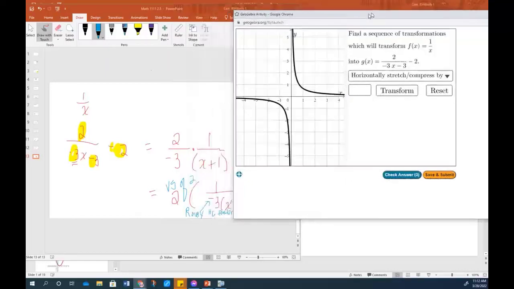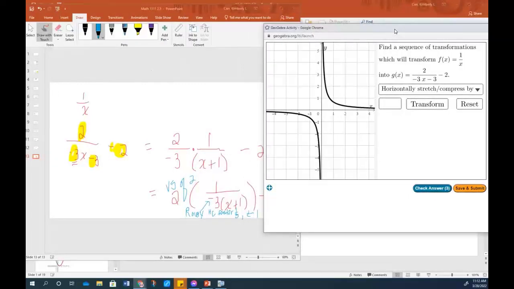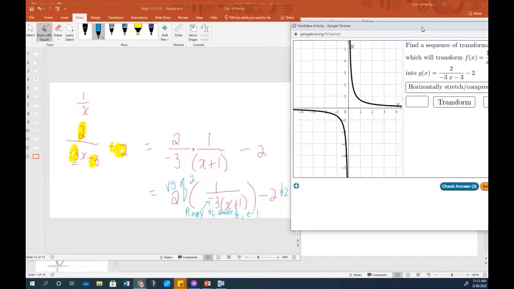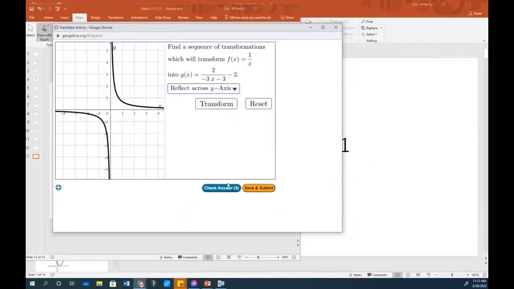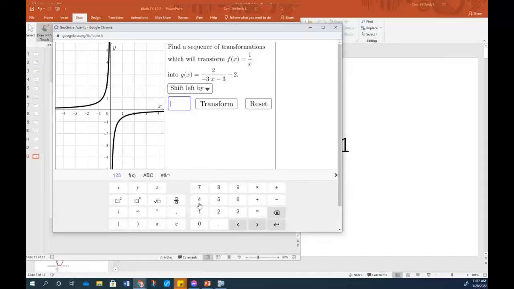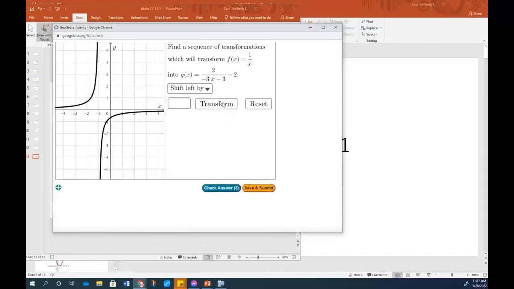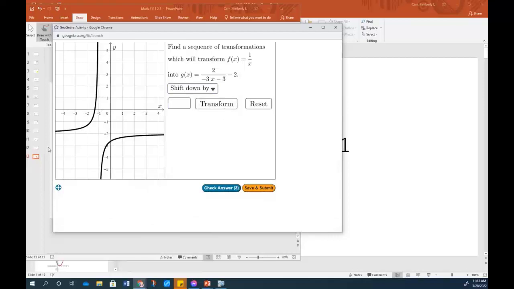Okay, then after you've taken care of those 2 things, I want to do my other stuff. So besides that, I have a reflection over the y-axis, and I have to move it to the left 1 and down 2. Reflection over the y-axis, to the left 1, and down 2. If you look at all the intermediate things, it's going to be too confusing. So do all of them at once.